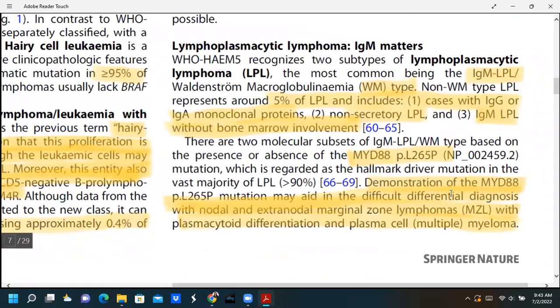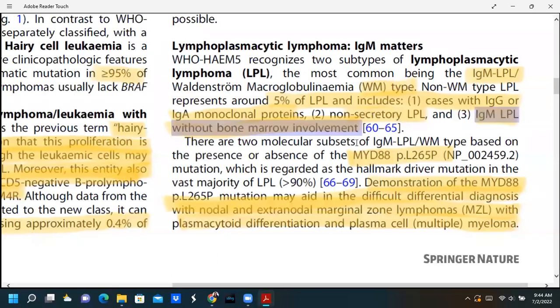Now the LPL. They have two subtypes: the Waldenstrom's macroglobulinemia type and the non-Waldenstrom's macroglobulinemia type. The non-Waldenstrom's, they're saying, represents 5% of LPL, and those will be the cases with IgG, IgA, or else non-secretory, and IgM LPL without bone marrow involvement. So if there is no bone marrow, then also you're not going to call it Waldenstrom's.